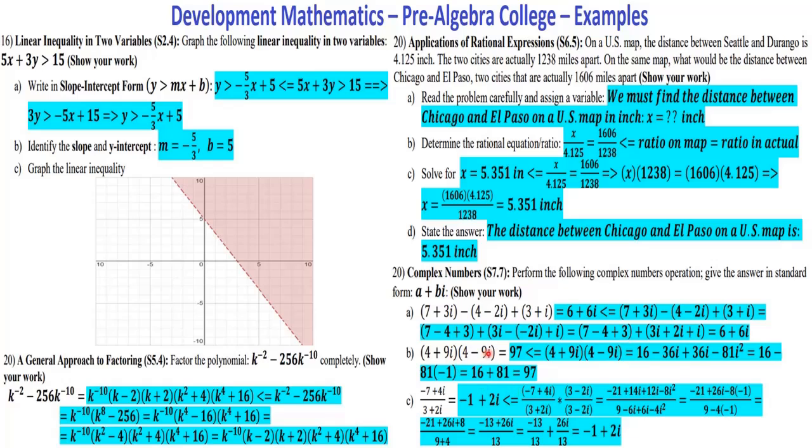Okay. Then multiplication, you multiply two complex numbers. Those are conjugate complex numbers. That gives you 97. The multiplication of two conjugate complex numbers is always real. Then you have division of two complex numbers. Then you will end up with minus 1 plus 2i.